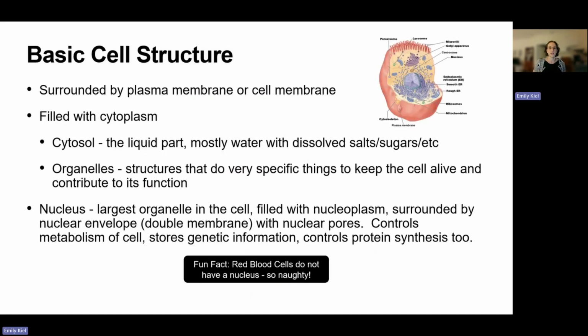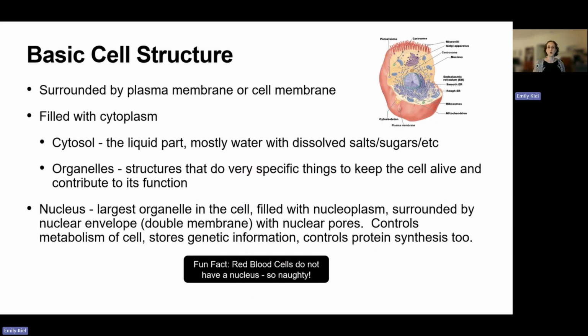The cytosol is that liquid part within the cytoplasm. So remember, the cytoplasm is made up of the cytosol and the organelles. The cytosol is mostly water with dissolved salts and sugars in it. The organelles, they do very specific things that keep the cell alive and contribute to its function.